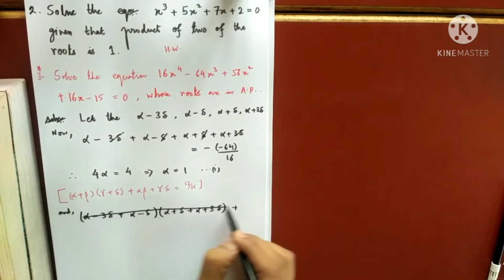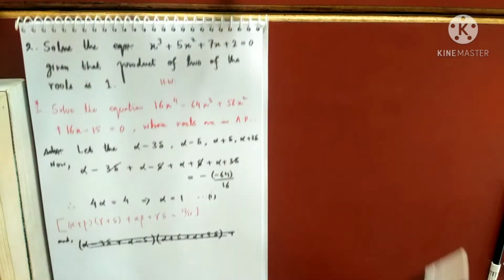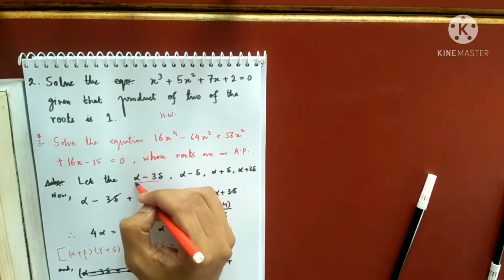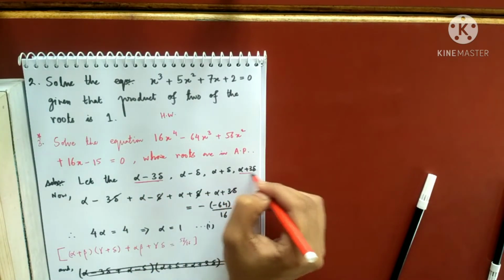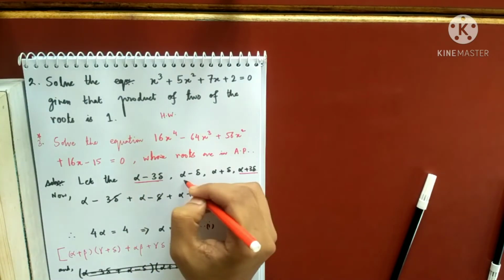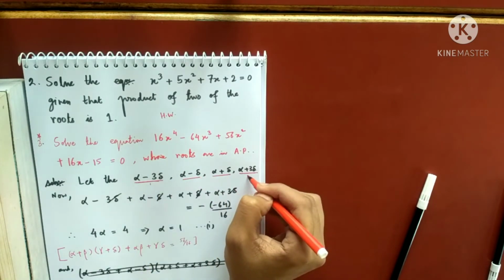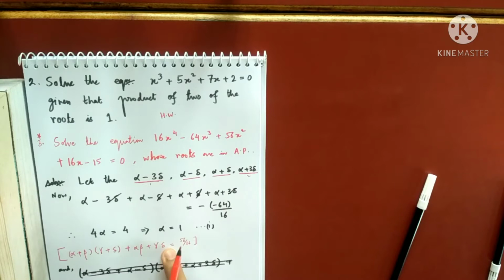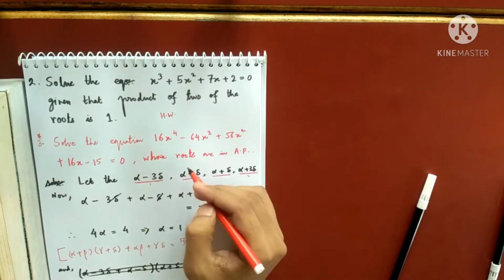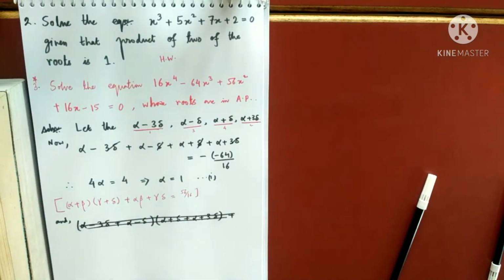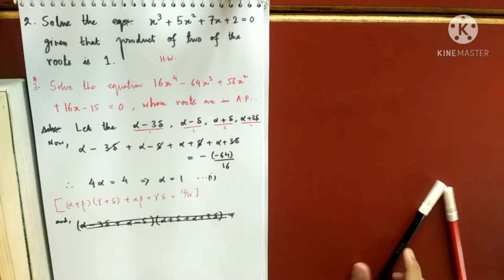Rather, what I will do, you take this as your first root, this as your second, this as your third, and this as your fourth. Because ordering doesn't matter, right? In this one, ordering will not matter. So I'll choose 1, 2, 3, 4. Why will that help? You will understand. That will make our calculation much easier.